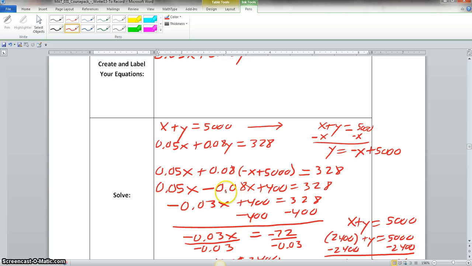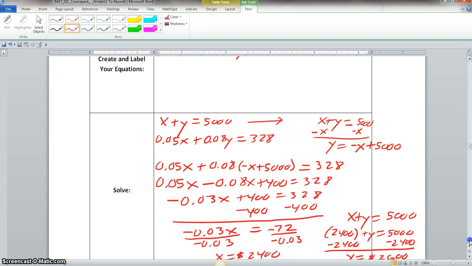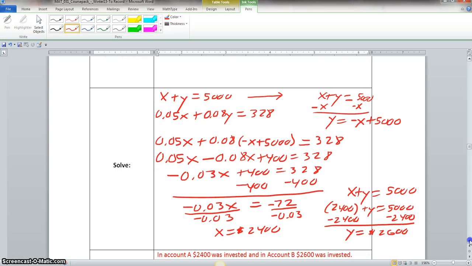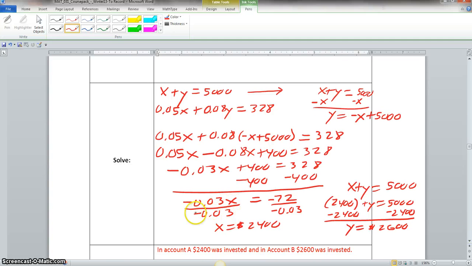We combine like terms here. That gave us a negative 0.03x plus 400 equals 328. We subtract 400 on both sides because we're trying to get x by itself. So you have negative 0.03x. We divide each side by negative 0.03 because on this side 328 minus 400 was a negative 72. Now when we divide both sides by negative 0.03, we get x is equal to $2,400.